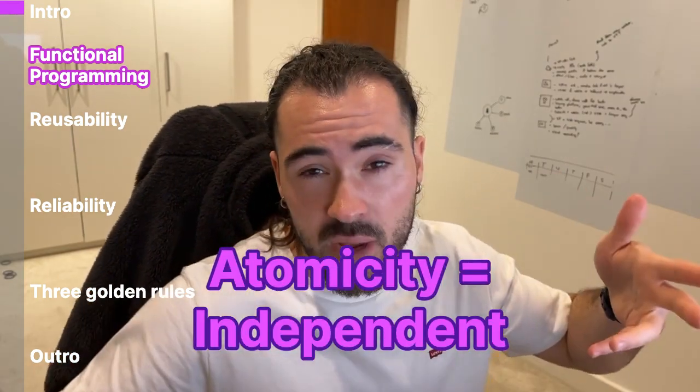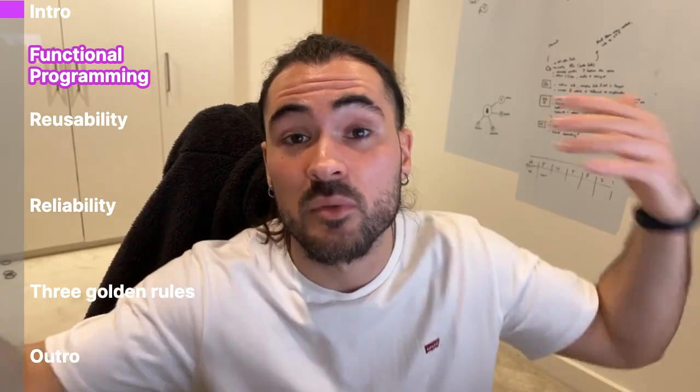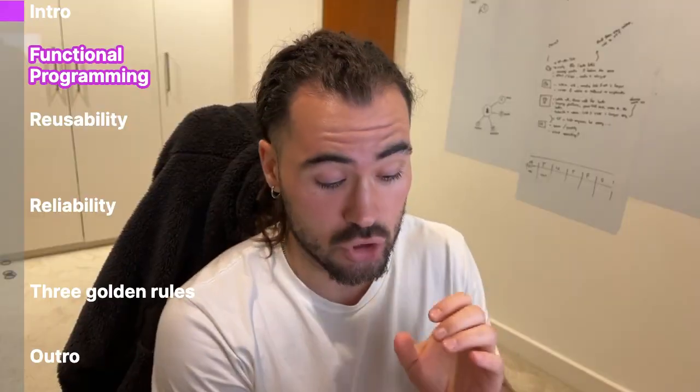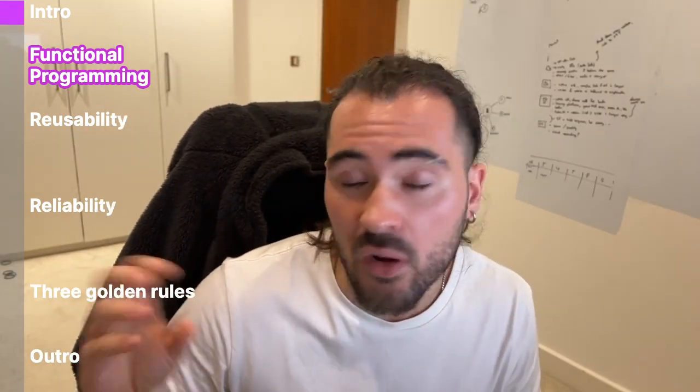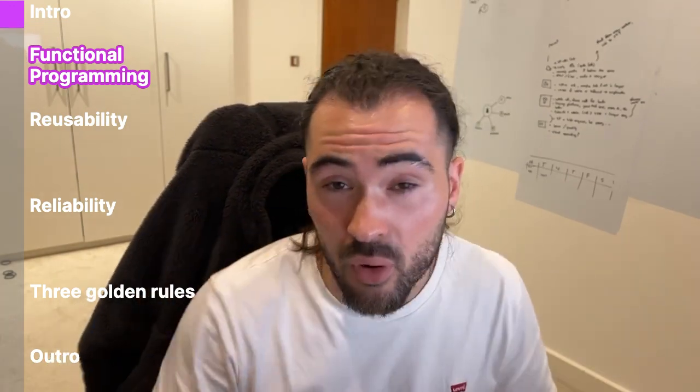Atomicity is a fancy way of saying independent. It means that it works on its own. So it's like how in the universe you have atoms and molecules. Atoms are like the smallest parts of things that you can use. So it's super small, it can't be divided. And in programming, it just means it's a small piece that can't actually go into anything else. It's self-contained, doesn't rely on anything else. Functional programming has a single function.